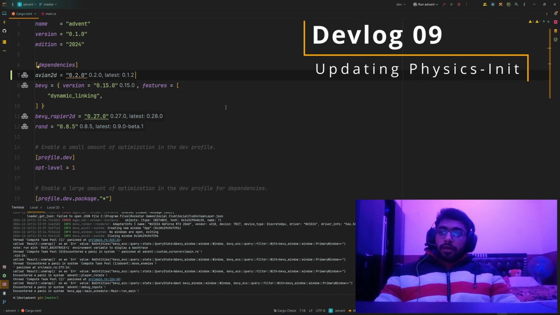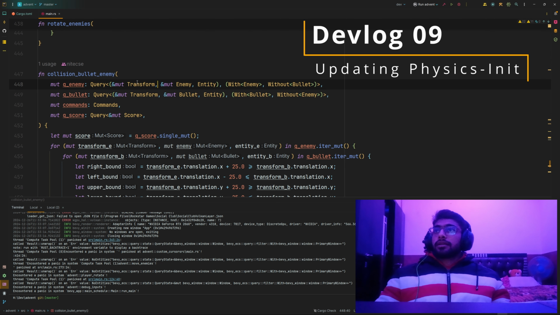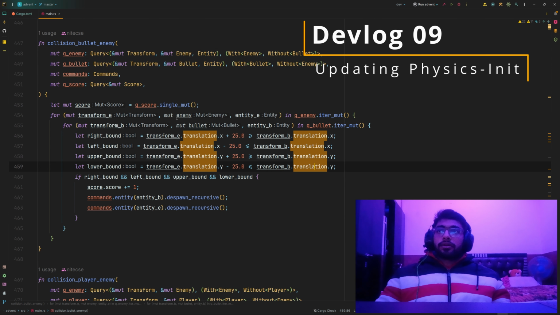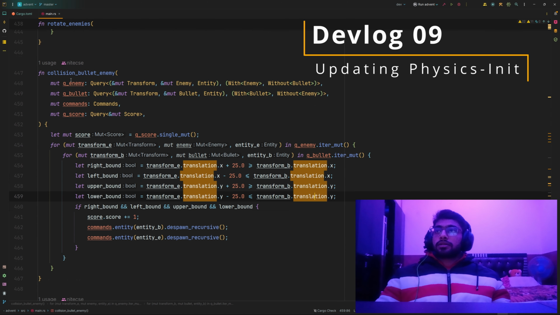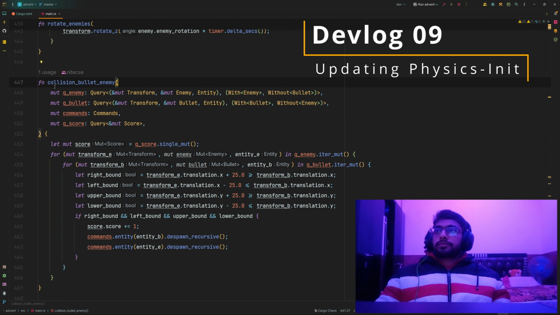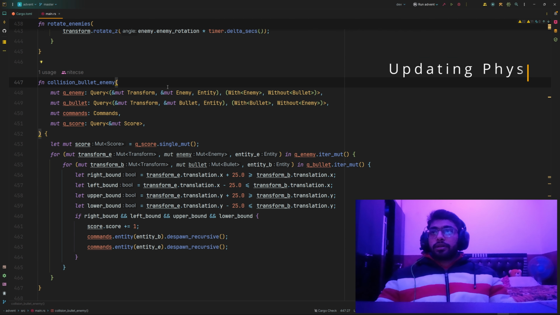Up until now, how we have been dealing with physics is something like this. This is a system that is detecting collision between bullets and enemies. Whenever there is a collision between a bullet and enemy, both bullet and enemy should be destroyed.